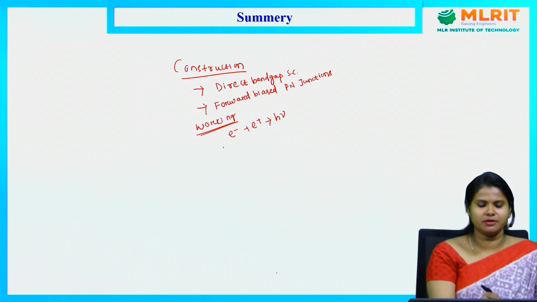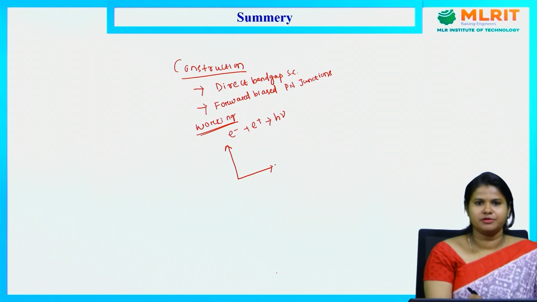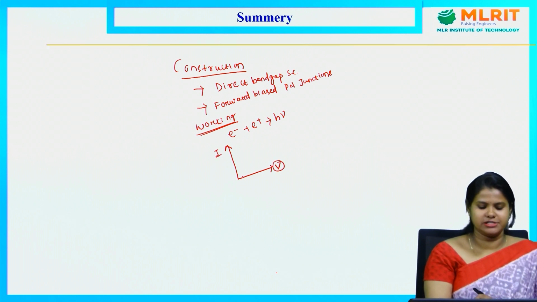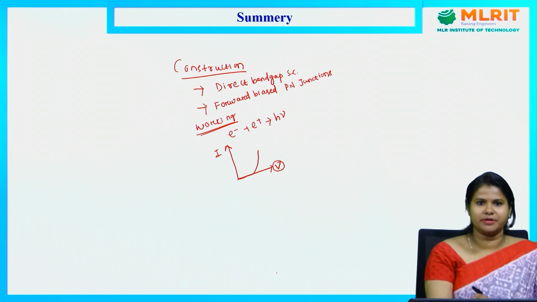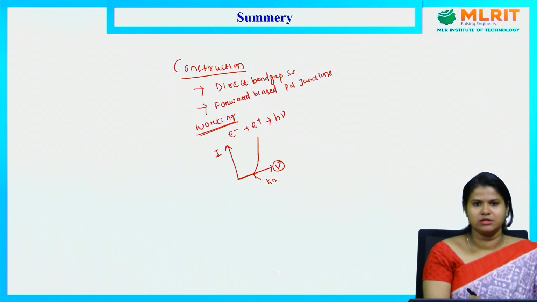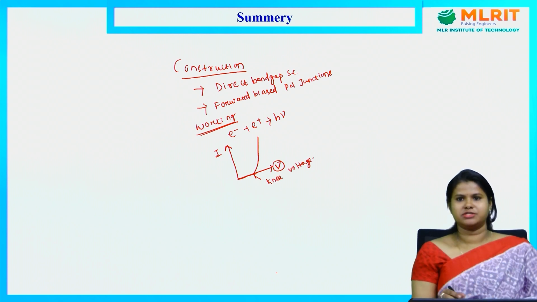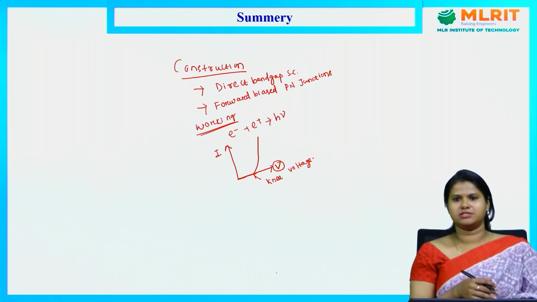And then we discussed the IV characteristics, where we showed the variation of the current with the voltage. Initially, as we increase the voltage, the current will be 0, and after the knee voltage, the current will increase with the increase in voltage. So this particular voltage is known as the knee voltage. So this is all about the construction, working and VI characteristics of LED.